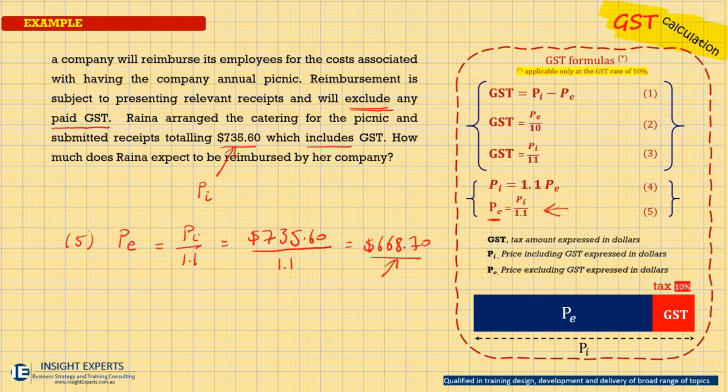Now, if you just compare the 735 and the 668, if you just subtract one from the other, you will find that the GST actually is about $66.80, which is not payable back to Rena, only $668.70.